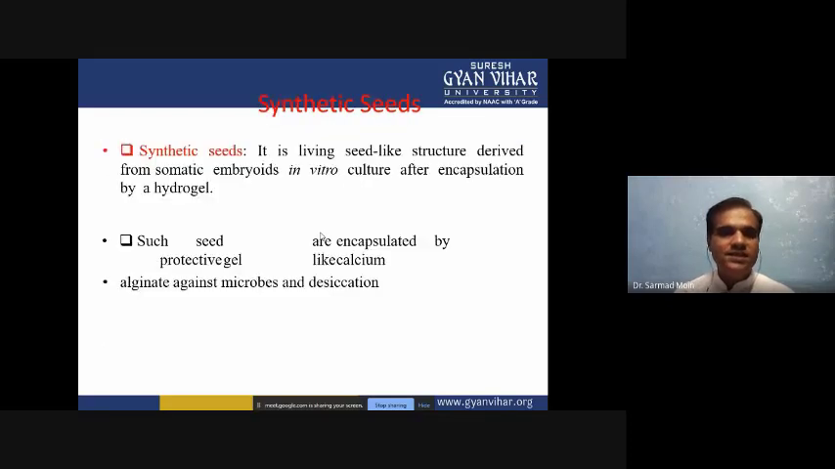So synthetic seeds are basically living seed-like structures derived from somatic embryos, and inside the living tissue is the somatic embryo. For the seed coat, you have to put these somatic embryos into an encapsulation. So the seed coat works as an encapsulation, and your somatic embryo is the living part which can propagate as a plant. Encapsulation can be done with various hydrogels.